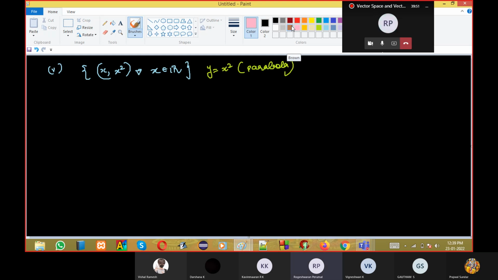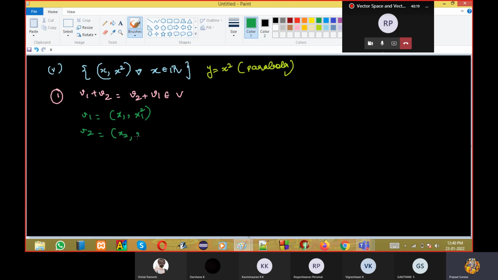Not a vector space. Reason? If we take x and y, x squared plus y squared we will get, but that is not equal to (x plus y) whole squared. Very good. That is property 1. Property 1 says v1 plus v2 should be equal to v2 plus v1 and it should belong to the vector space. So v1 is (x1, x1 squared), v2 is (x2, x2 squared).